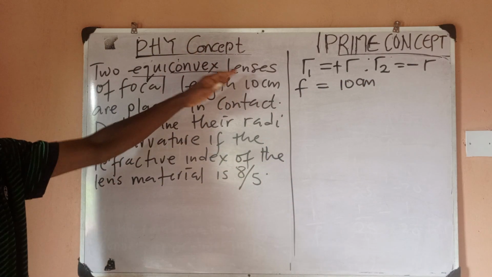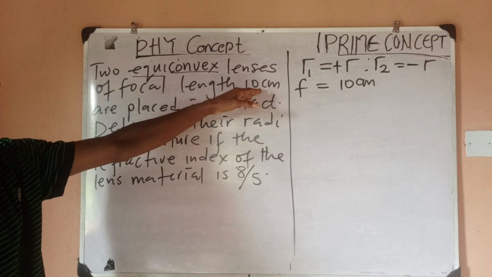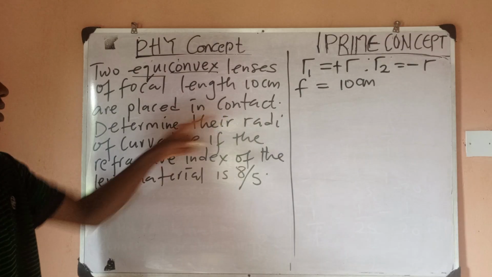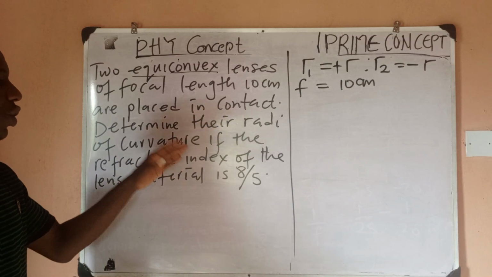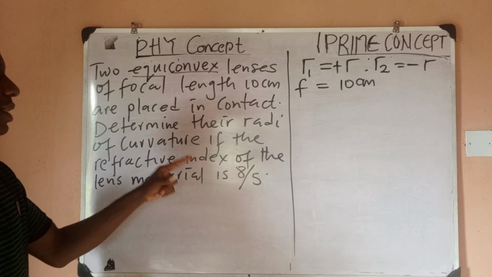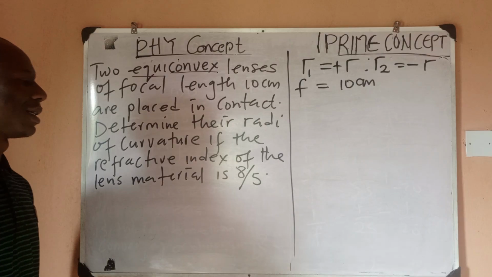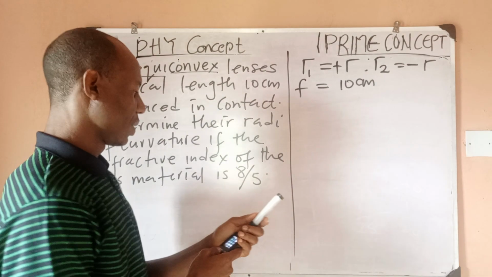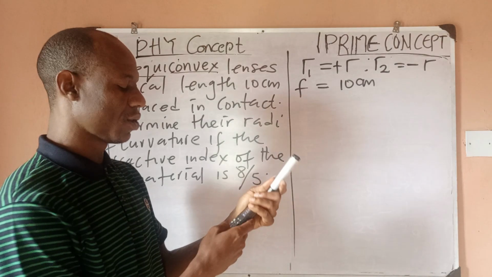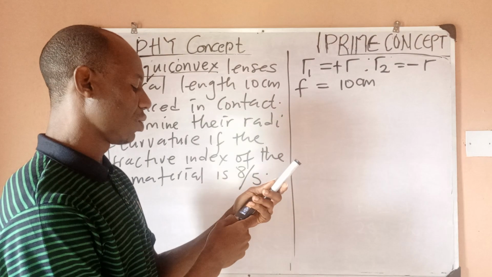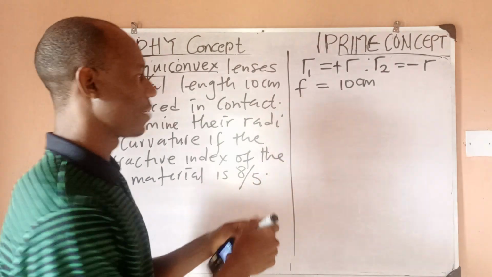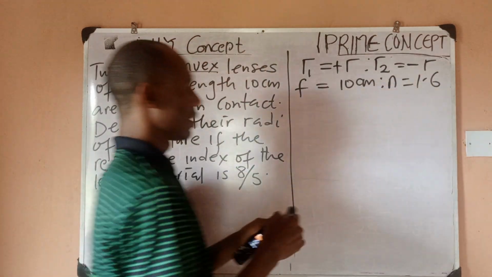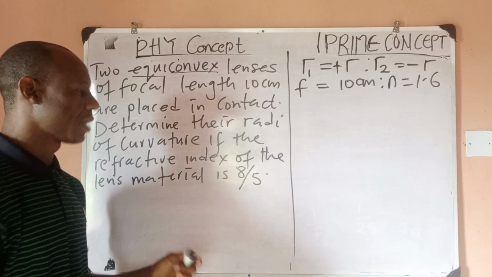The question: two equiconvex lenses of focal length 10 cm are placed in contact. Determine their radii of curvature if the refractive index of the lens material is 8/5. So the refractive index is 8/5. Let me quickly change this to decimal so it will be easy for me to use. 8 divided by 5 is 1.6. So our refractive index is 1.6.